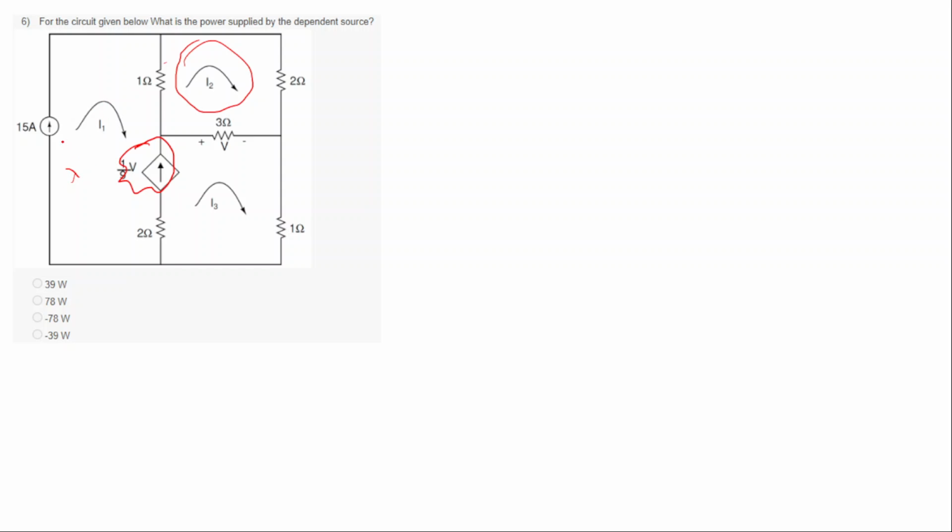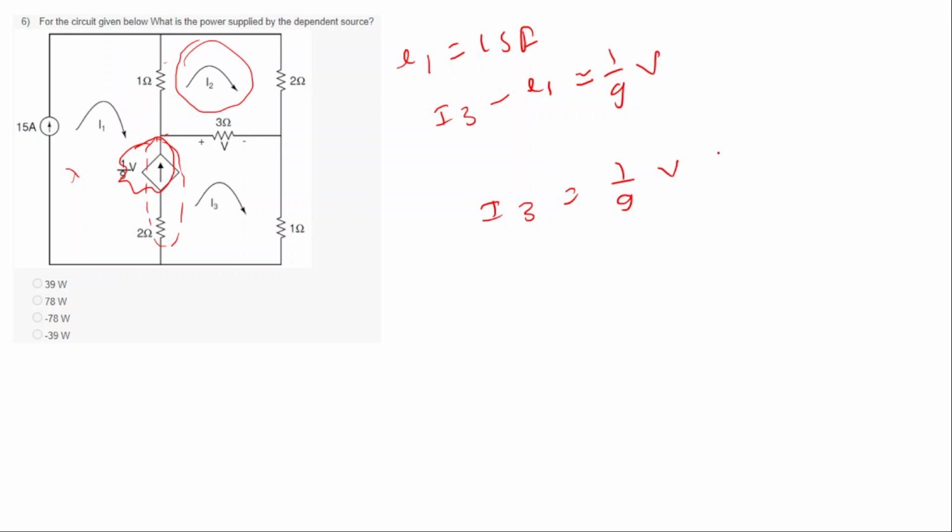In this mesh, I1 will be equal to 15 ampere. Then in this super mesh, the current I1 is forced in this direction and I3 is forced in this direction. So I3 minus I1 will be equal to the current in this branch, so 1 by 9 V. I1 is our 15 ampere, so I3 will be equal to 1 by 9 V plus 15 ampere. This is our equation 1.